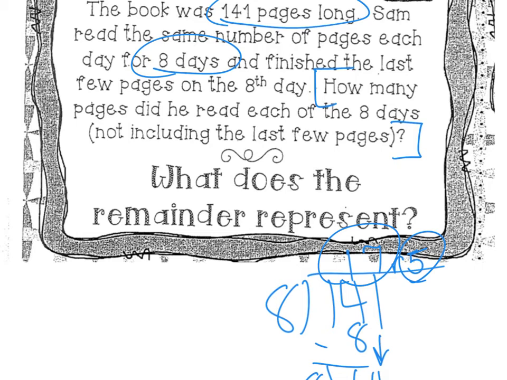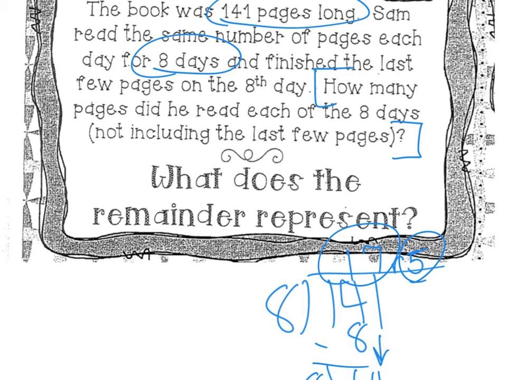So if he's reading the same number of pages every day, and he's going to read 17 every day, then that's going to put him close to 141. And then the last day, they mentioned that he's got a few pages left. And I think that 5 that's left is that little bit at the end of his book that he hadn't read, those last few pages that he had to read.